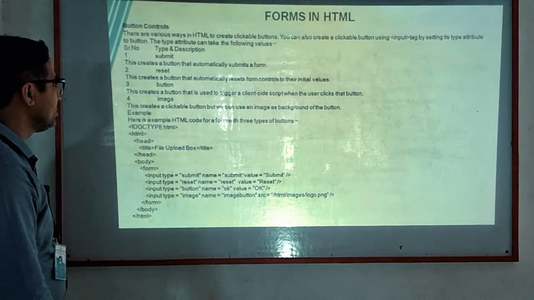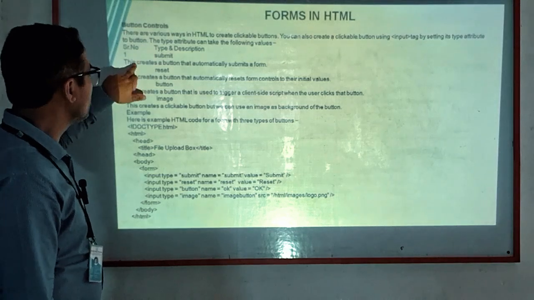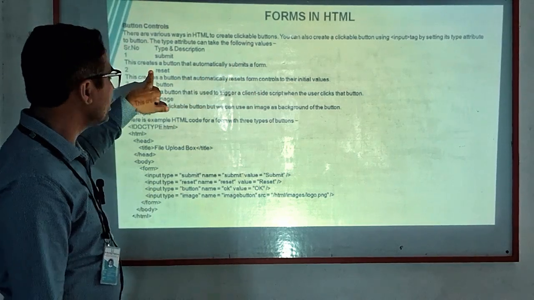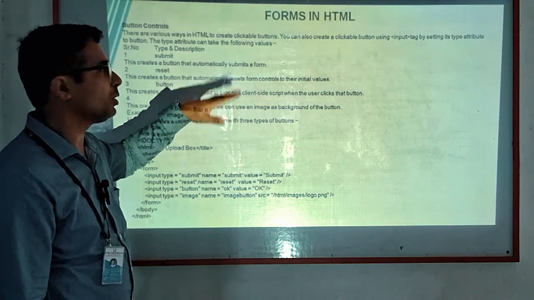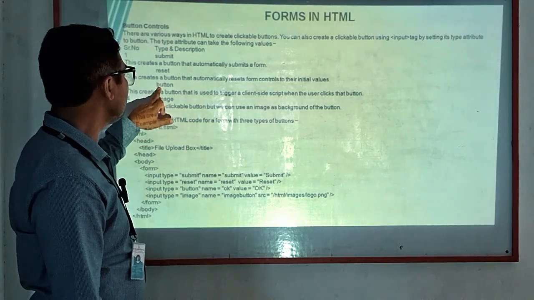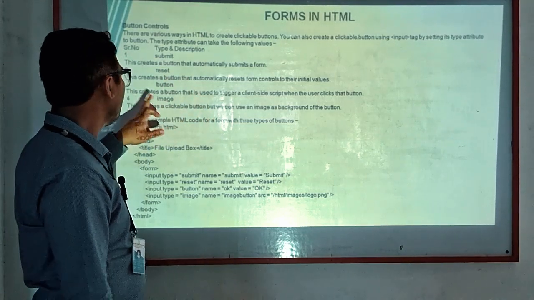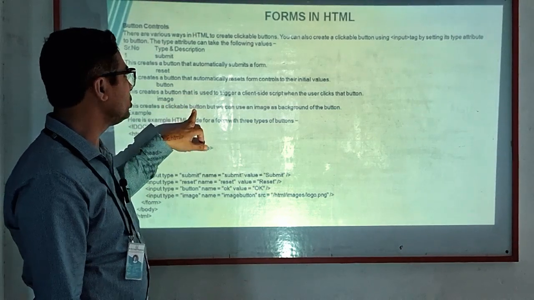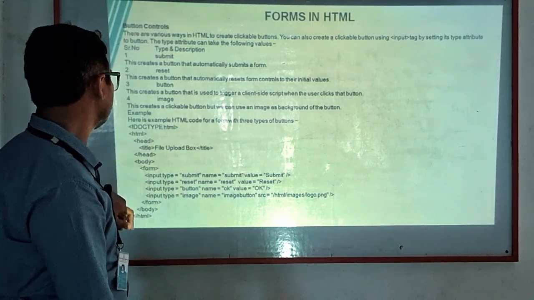And now you can see some of the buttons that can be used in forms. There is a submit button. This creates a button that automatically submits the form. Then the reset button, it will clear the fields that you have inserted. It will empty the form and make it like new. Then there is an image button. Button is used to trigger a client side script when the user clicks that button, and then there is an image as a clickable button, where we can use an image as the background of the button. You can put some image background on the buttons also.